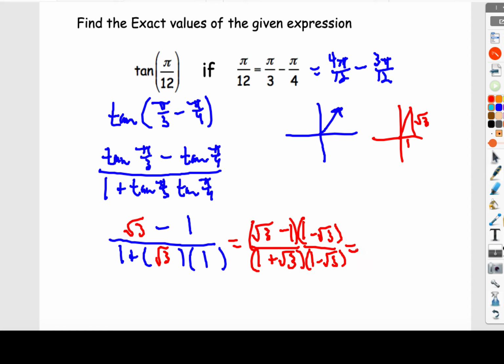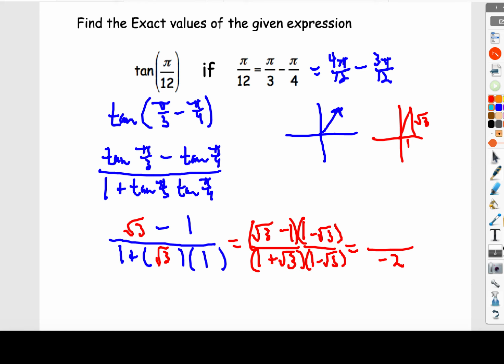You'll have to trust me on this one because I'm a little out of room, but if you FOIL all that together, on the bottom here, you're actually going to end up with a -2. 1 times 1 is 1, root 3 times root 3 is 3, and the two middle terms will just disappear. So you end up with 1 minus 3 is -2.